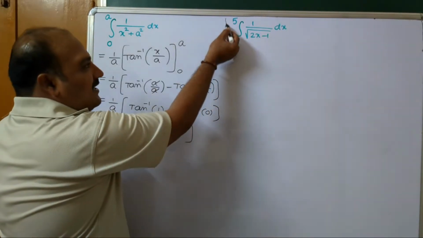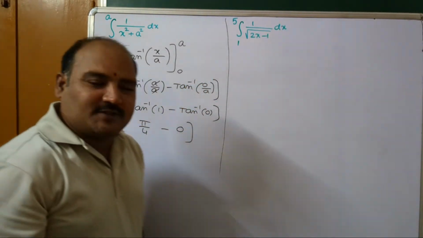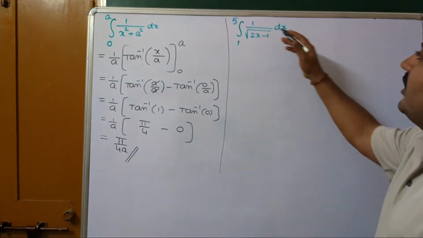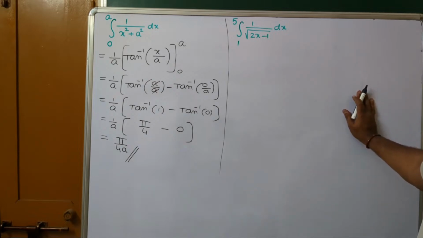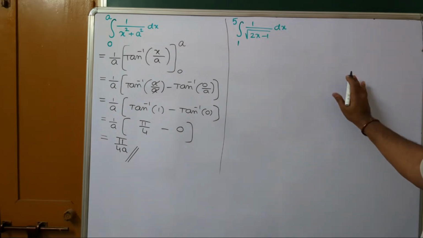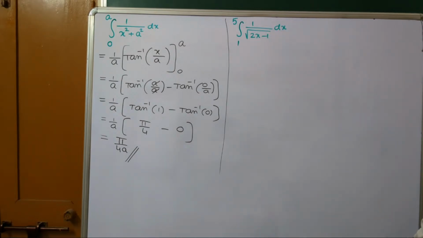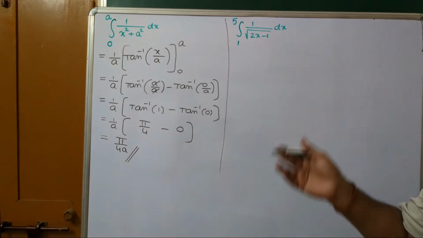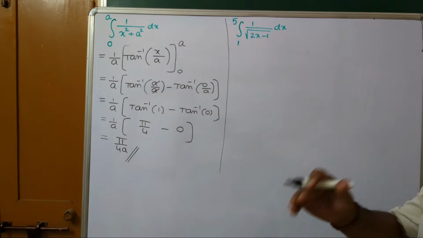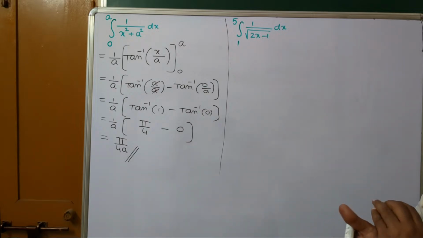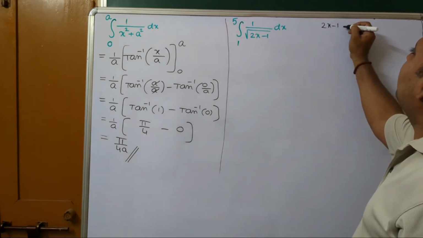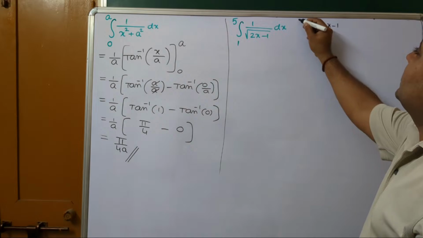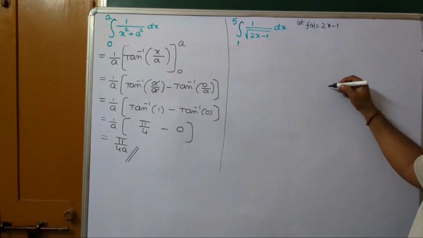If you come to the next question, it is completely different, dear students. Why? Because here it is integral 1 to 5, 1 by square root of 2x minus 1. Whenever there is an under-root value in the denominator, we can assume it as t square. But then x in terms of t, the limits also will change. It is difficult and will take much time, more than a 2 marks question. Instead of that, take 2x minus 1 as f of x. Let the function f of x be 2x minus 1.